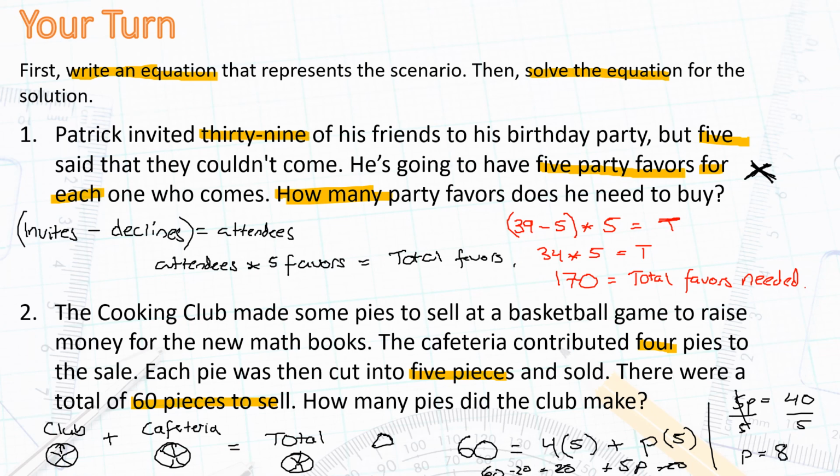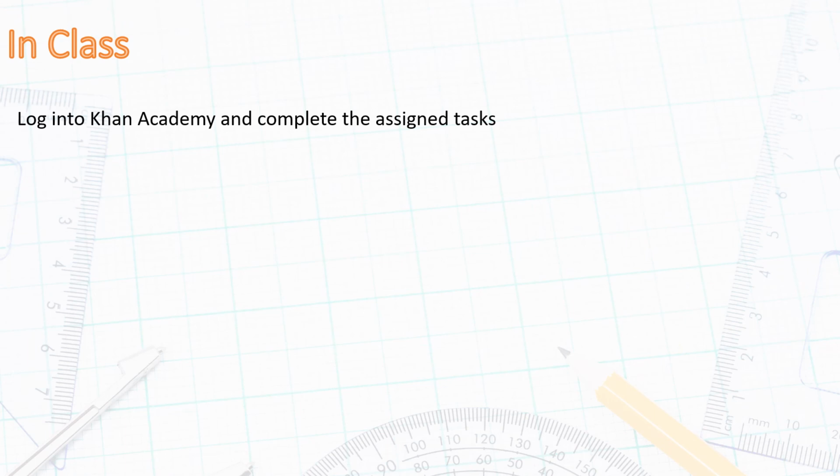So the club contributed 8 pies, the cafeteria contributed 4, and then just to double check our math, 8 plus 4 is 12, and 12 times 5 is 60. So check, that's how we would get our 60 pieces.